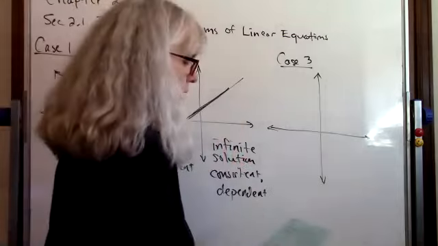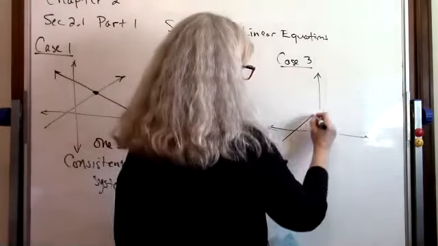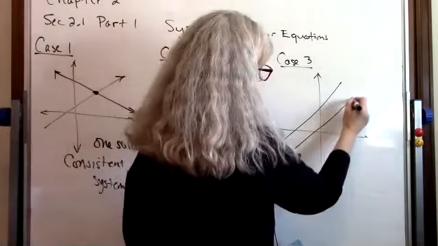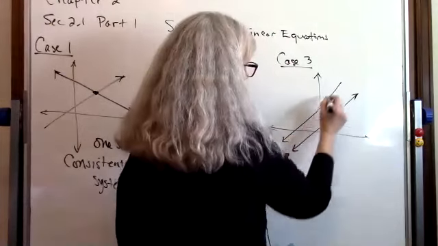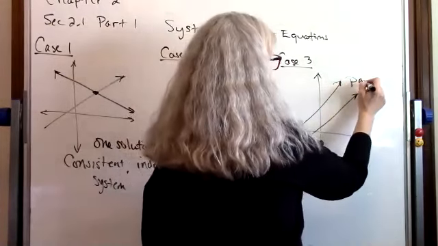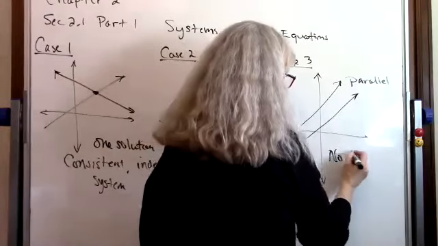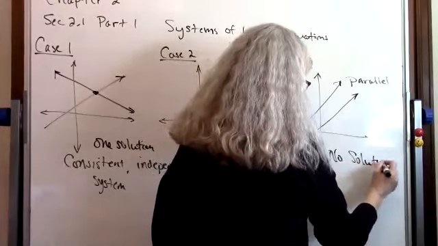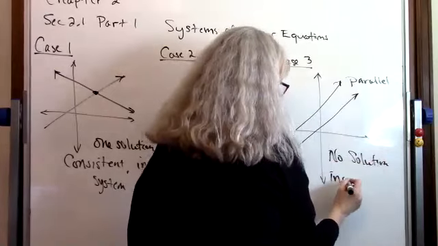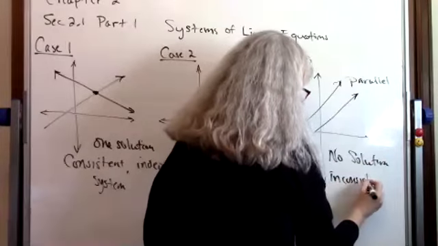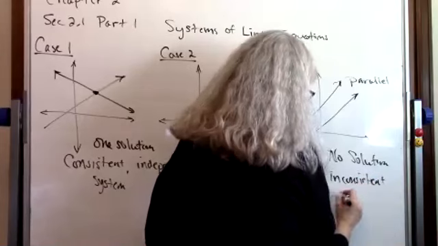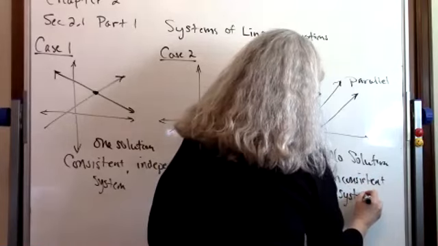And the last possibility is what happens if those 2 lines are actually parallel, if they have the same rise and run and they never cross. So they're parallel. Well, in this case, because they do not intersect, there's no solution. This is considered to be an inconsistent system. And they'll never cross.